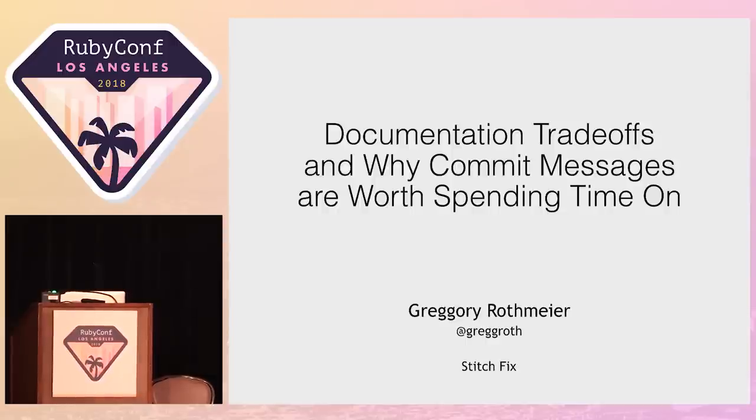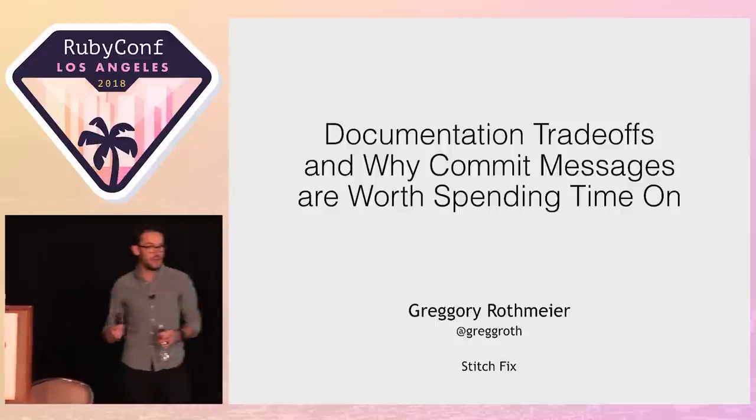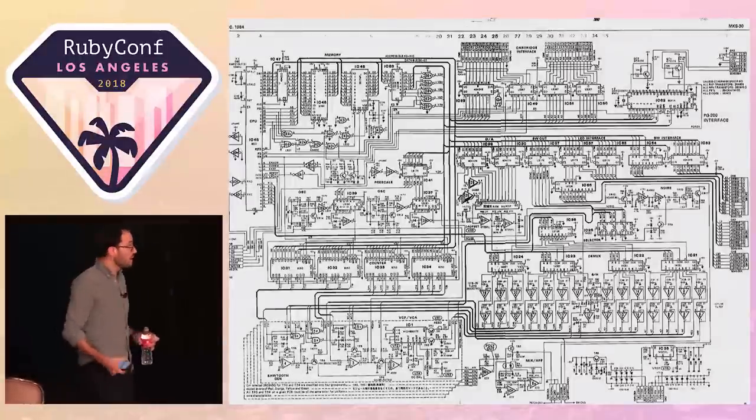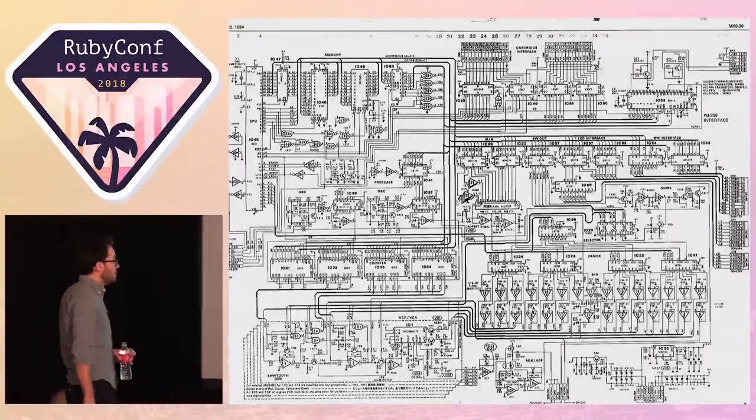Today I want to talk about Git, commit messages, and some unexpected value that they can provide as a form of documentation. So starting out, I want to talk about complexity.